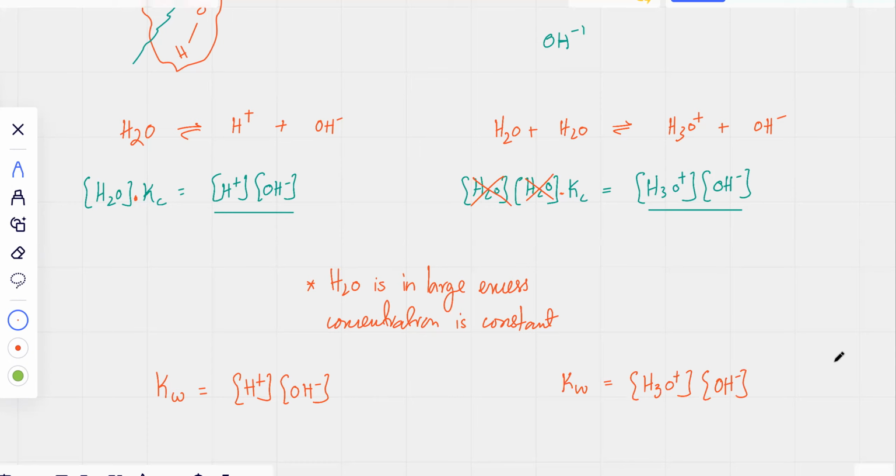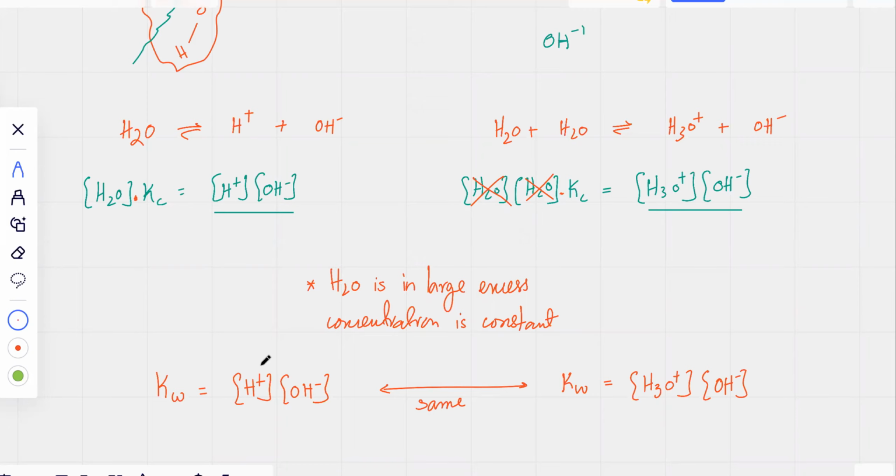Is that clear? Yes. So if you use either one of them, it's the same thing. It's H3O plus 1. Remember, H plus 1 and H3O plus 1 are used interchangeably. So that is your water constant. And the next thing is, what is the value of this water constant?